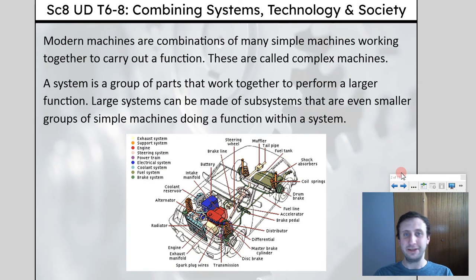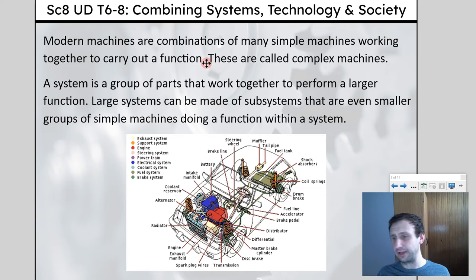Here we go. First thing is such a minor point that's all about just vocabulary. Modern machines are complicated. When you look at something like a car nowadays or a phone, it's complicated. There's a lot of stuff going on, and many simple machines are often working together to carry out a function. So we call these very complicated machines, ready for this? Complex machines. When we have a bunch of different simple machines working together, we call it a complex machine. That's the vocab.